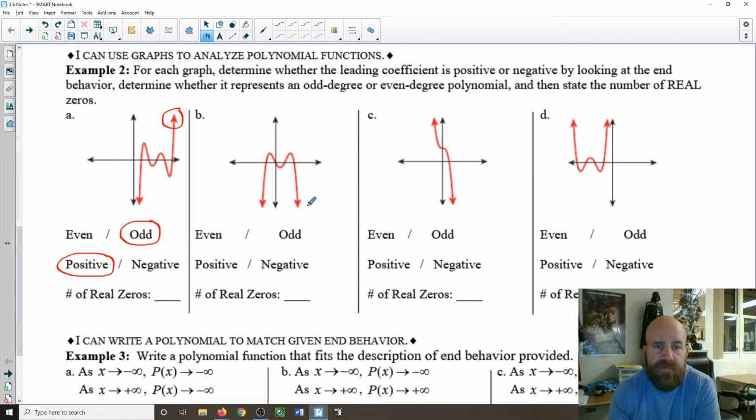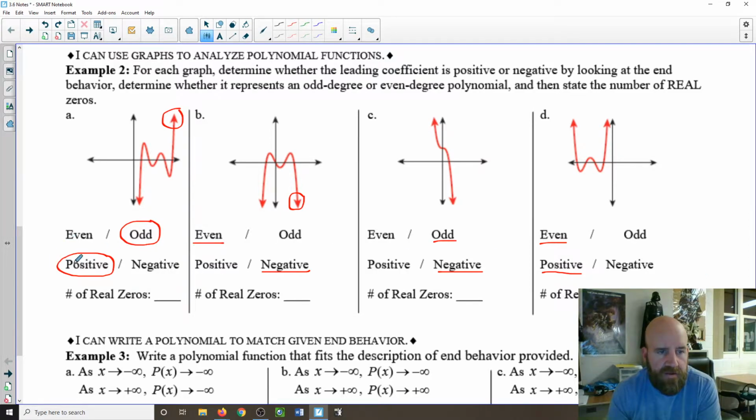Opposite is odd. Right-hand side goes down. That's a negative leading coefficient. And they're both going in the same direction, which is even. Okay, right is down. That's negative. Opposite direction, odd. Right is up. So we go positive leading coefficient and even power, going in the same direction.